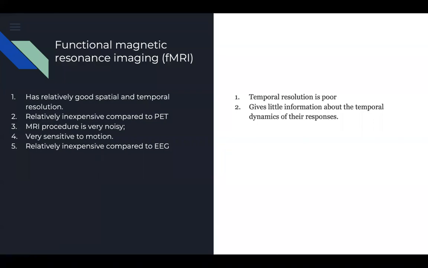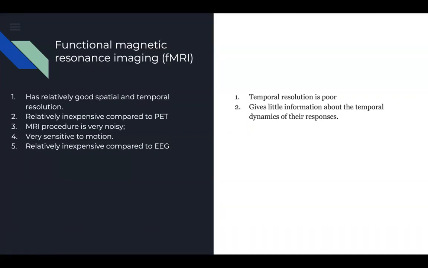But still it is not preferred by the researchers because the temporal resolution is poor, and it gives information about the temporal dynamics for their response. So that's why researchers don't recommend using it in neural computing or neural sciences.